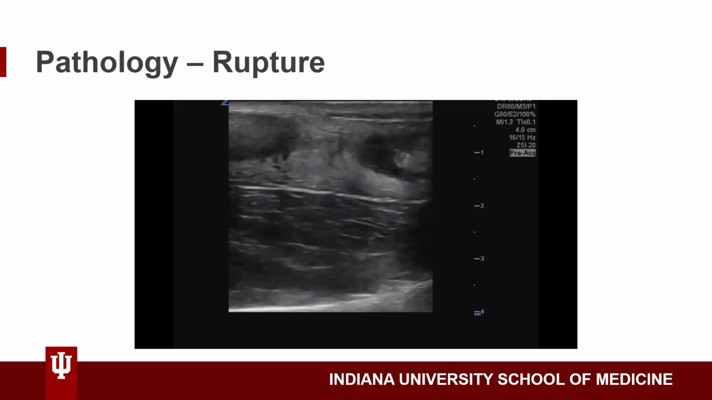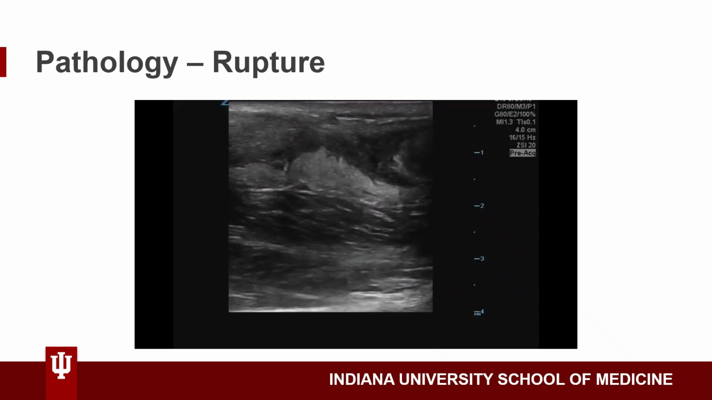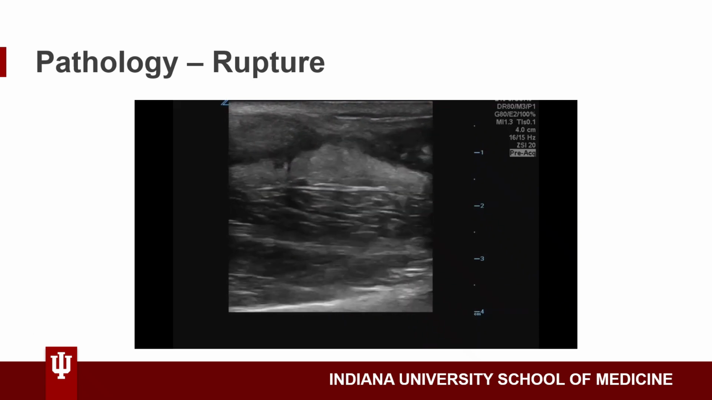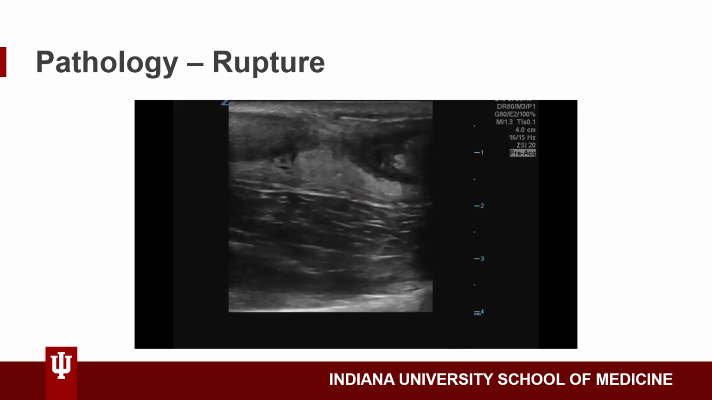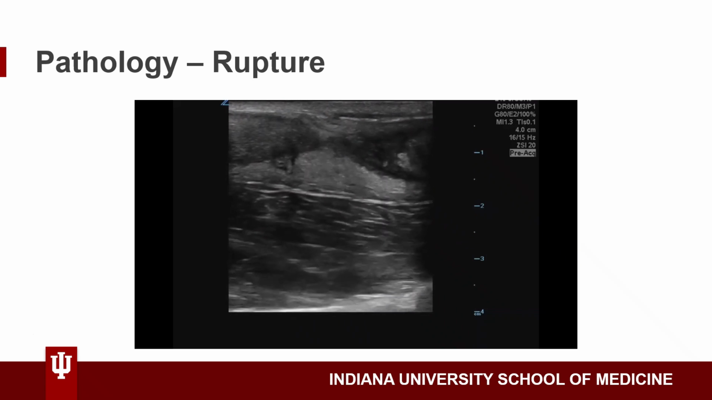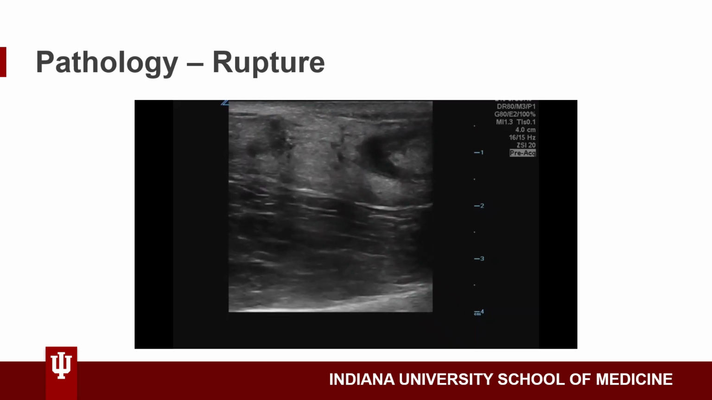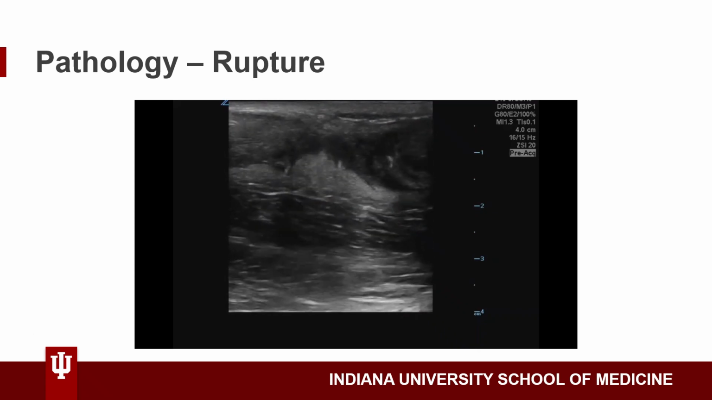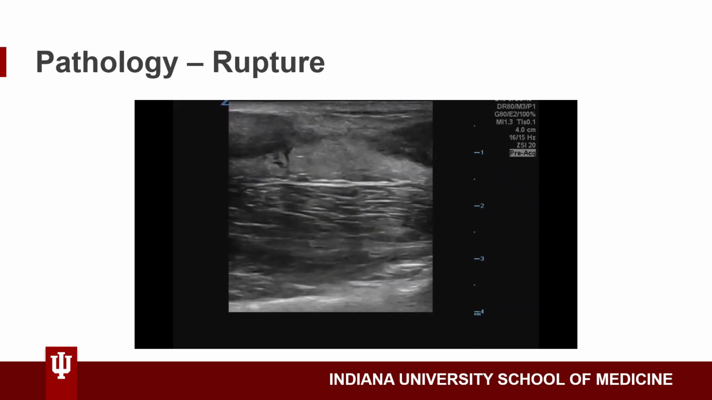Now, let's take a look at an Achilles tendon rupture. This image is very different than our normal anatomy scan from earlier. Here we can see that the distal and proximal ends of the Achilles tendon are not meeting each other as they should. We've lost the normal architecture of the smooth cord-like fibers of the tendon.